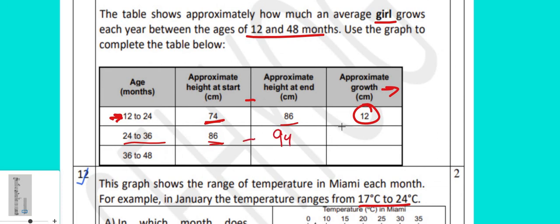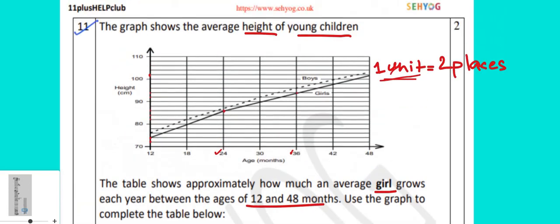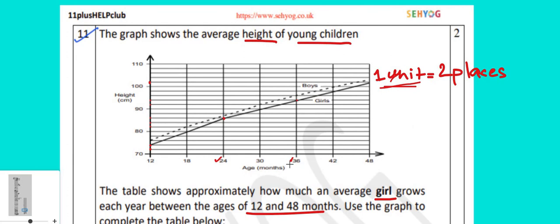If we subtract 86 from 94, we will get our answer as 8. So therefore, as I told you all previously, the approximate height at the end becomes the approximate height for the next one which starts. So 94 will start here for the month 36 to 48 months. Now we will be looking at 36 to 48. So this was our 94 right here.